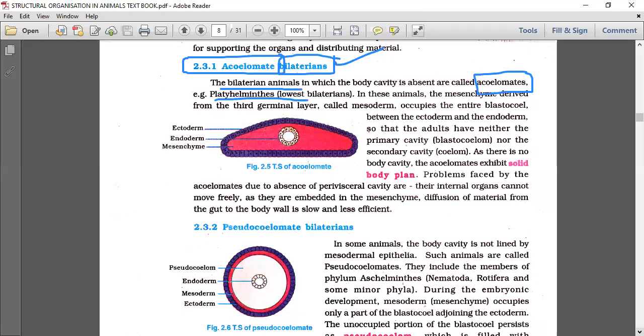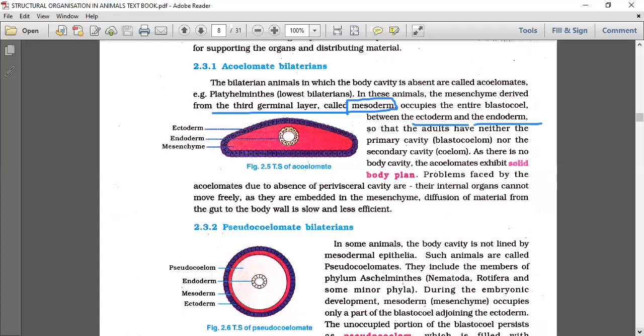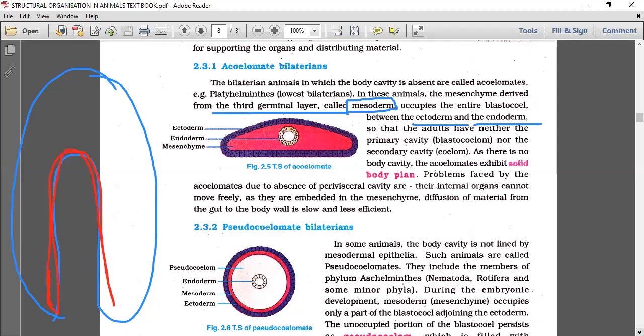In these animals, the mesenchyme is derived from the third germinal layer called mesoderm. As I have shown, the mesenchyme is derived from the third germinal layer called mesoderm and occupies the entire blastocoel between the ectoderm and endoderm. I will recall this area for you again. This is the ectoderm and the endoderm. Need to draw the endoderm also. So we draw this endoderm. Okay, so ectoderm and endoderm.